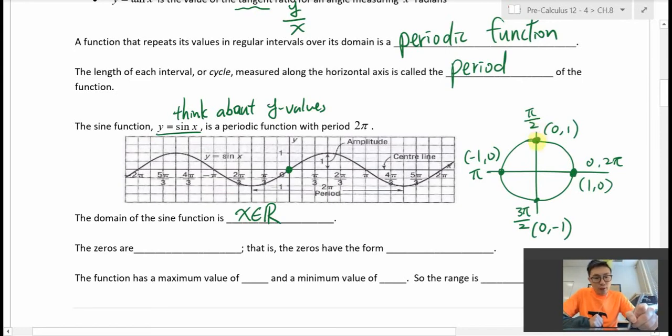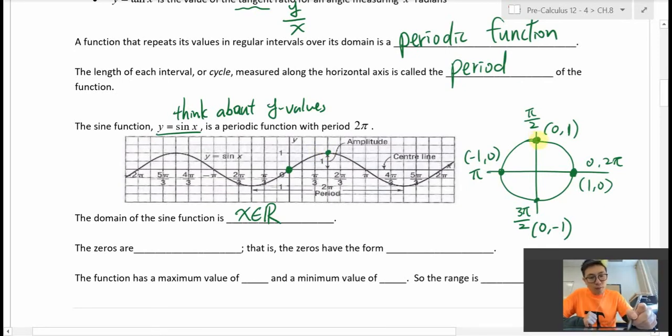Now if you look at this point, this is when the angle is at pi over 2. And the y value at pi over 2 is 1. And therefore, at pi over 2, that's right here on the graph, you can see the y value is at 1. Between 0 and 1, the y value is getting bigger and bigger, but at the end it slows down. The rate at which it increases slows down.